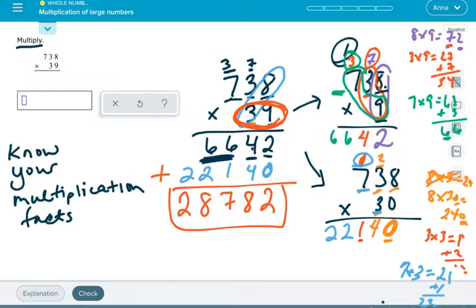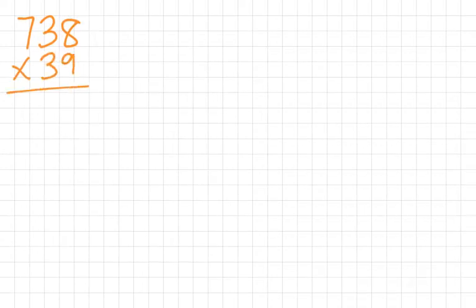There is another method you can use to multiply large numbers. That's called the lattice method. I will show you how to set up the lattice method for this problem, which was 738 times 39. I'm going to write that over here. Okay. The lattice method refers to the design method of solving this.